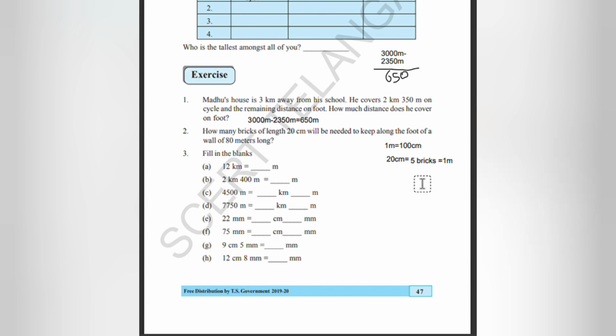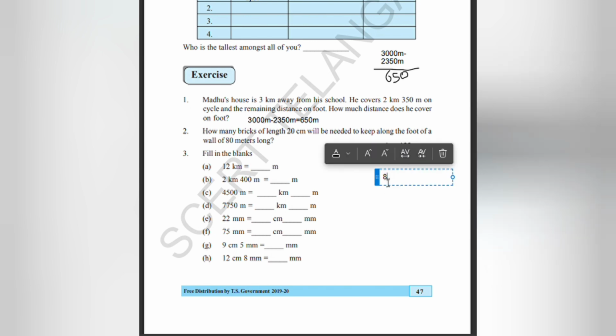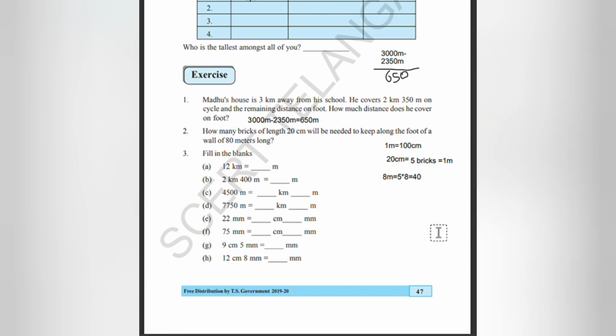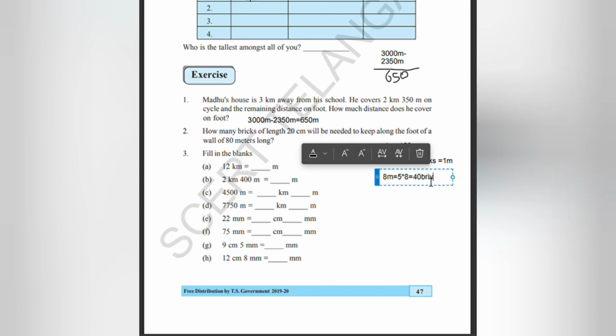So, for 8 meters, how many bricks will be needed? 8 meters means 5 into 8, that is equal to 40. Okay, 5 bricks for 1 meter. So for 8 meters, 5 into 8 is equal to 40. That is 40 bricks. Okay, 40 bricks. And therefore, for 80 meters they are having.